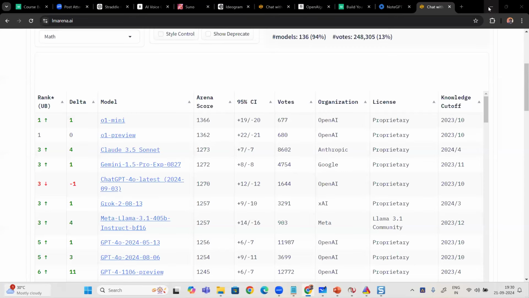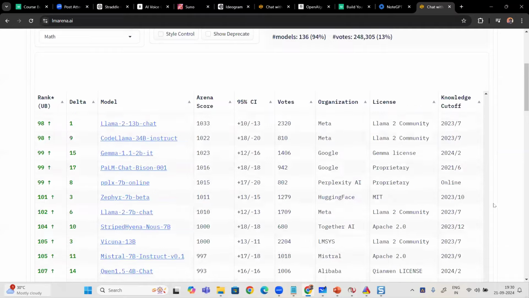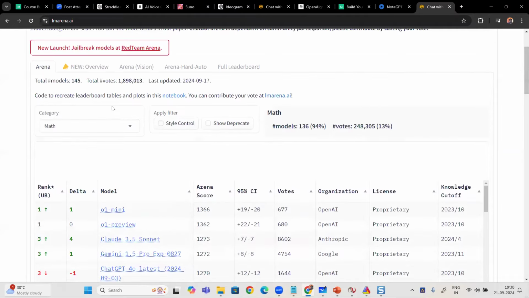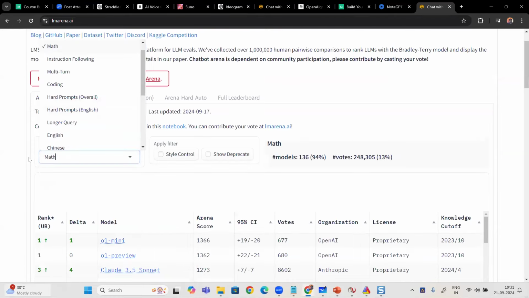If you want to use a certain model, try to check where it is standing, at what level. Almost all the popular models are listed over here, lots and lots of models. So just check before using. There are a lot of ways you can use it. It's not only for mathematics. You can use it for instruction following, coding, hard prompts, longer queries, languages, and grammar. Various methodologies you can use.